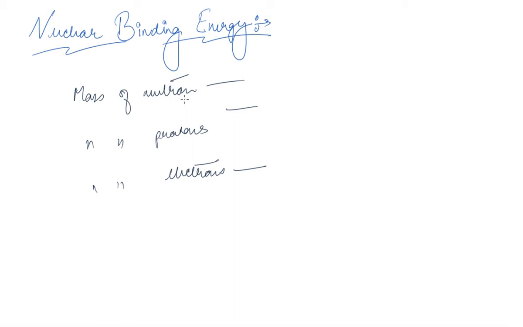Now suppose you're talking about oxygen, so this is 16O8. So 16 is its mass number, and 8 is its atomic number.